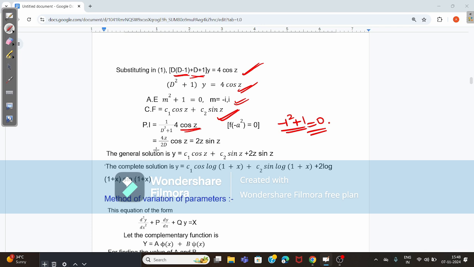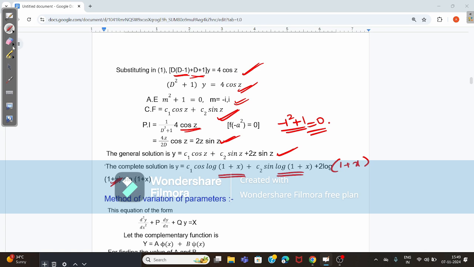In the previous lecture I have said this. So 4z times 2D cos z gives the value 2z 1/D cos z. Integrate one time, 1/D means integration, giving sin z. The general solution is y = C1 cos z + C2 sin z + 2z sin z. In the place of z, you have to put log(1+x): y = C1 cos(log(1+x)) + C2 sin(log(1+x)) + 2 log(1+x) sin(log(1+x)).